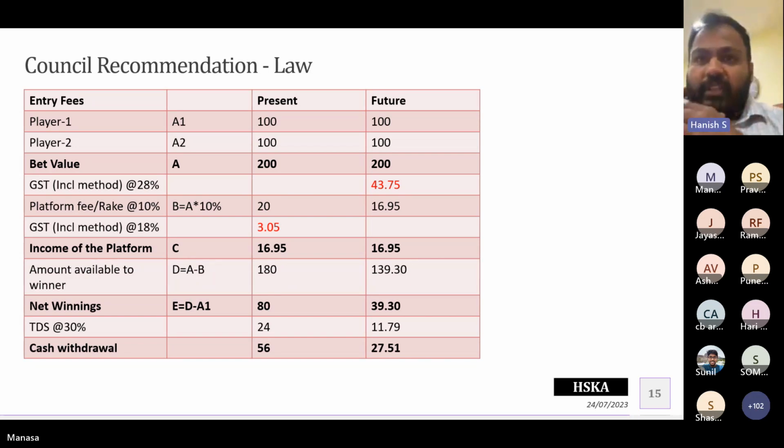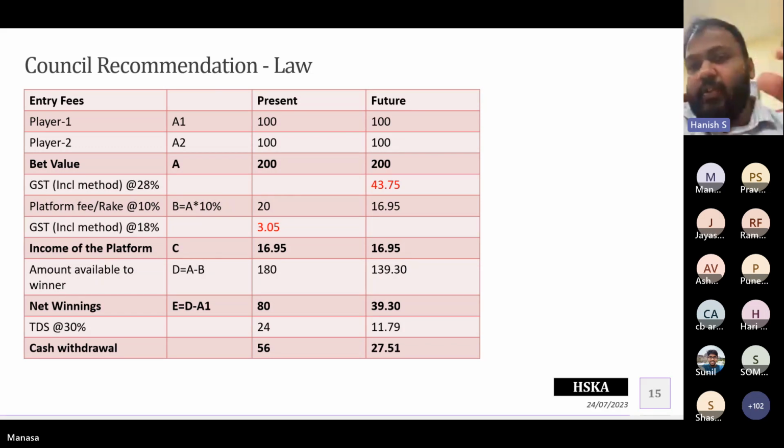So if you observe here, there's a present and there's a future. Present is what is happening today. Once the law gets changed, maybe we are assuming that this is what is going to happen. So let's look at player 1 and player 2. Both deposit 100 rupees because they want to play a game of rummy. By the way, rummy is not gambling, is what a lot of courts have said. It is a game of skill, right?